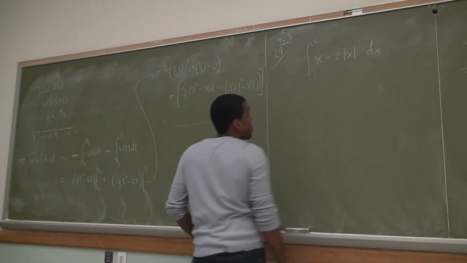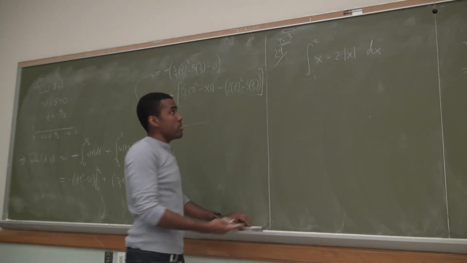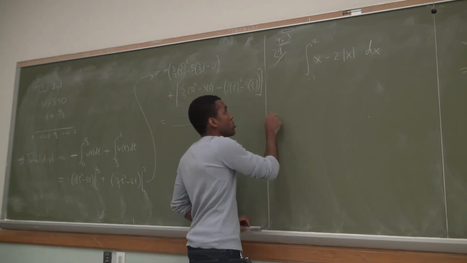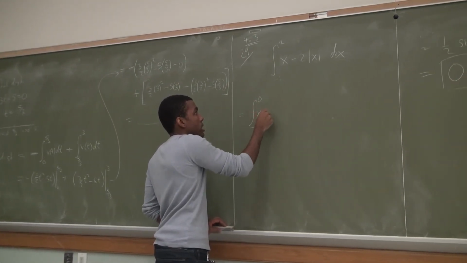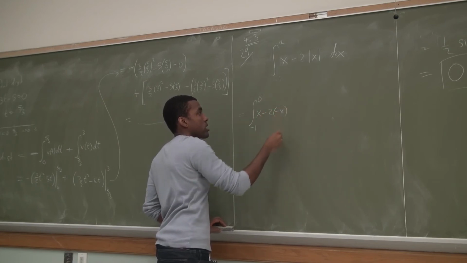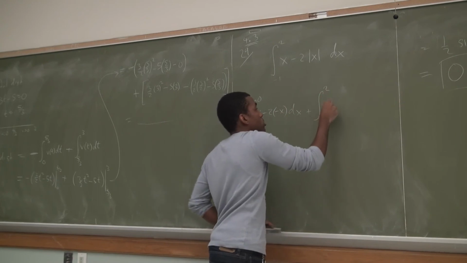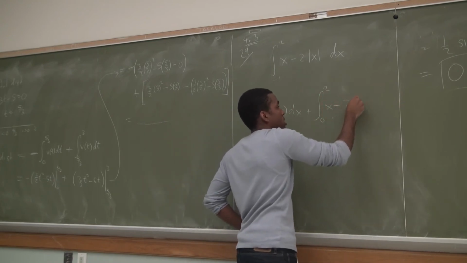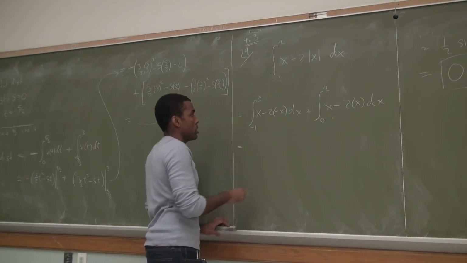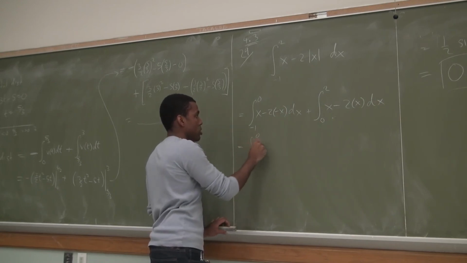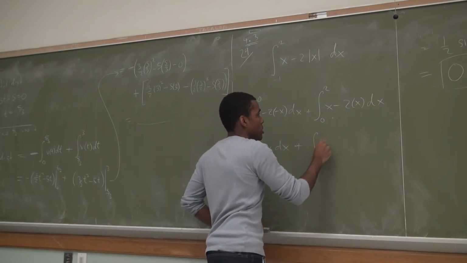Okay. What do you know about absolute value? When it's negative, it gives you the negative of x. So we split this up, go from negative 1 to 0, and then my absolute value of x gives me negative x. Plus, when I go from 0 to 2, my absolute value of x just gives me x. So this is the integral from minus 1 to 0 of negative x dx plus the integral from 0 to 2 of x dx.